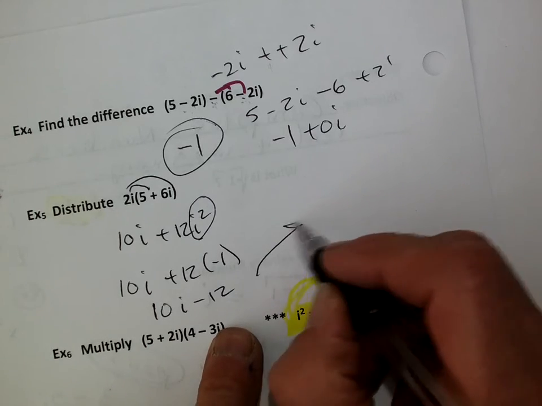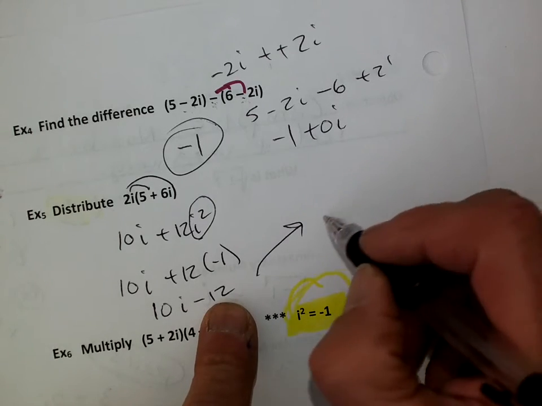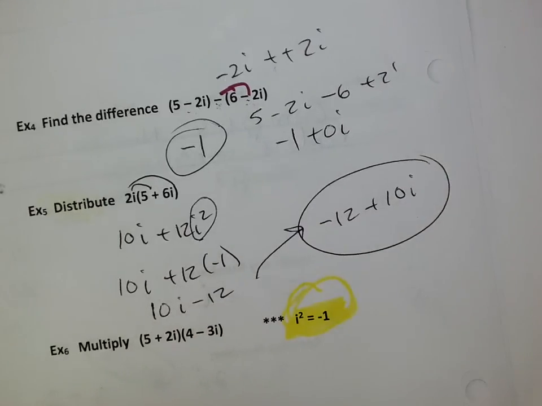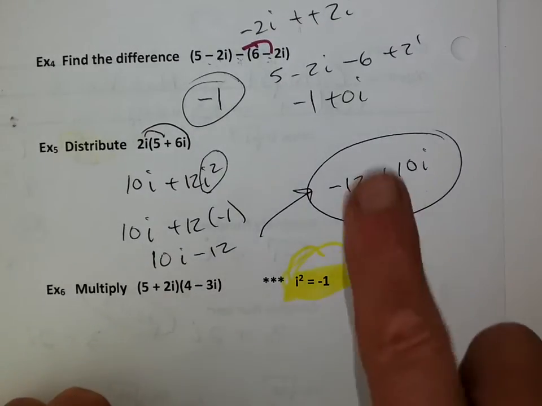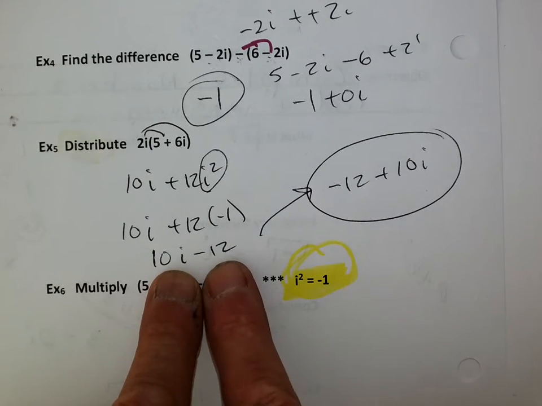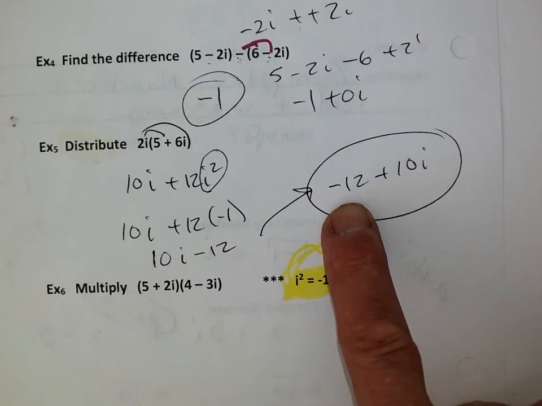However, it should be real first. So it should be negative 12 plus 10i. If you do not do this, I would never count it wrong. But the rule is reals are in the front, then imaginary. So I've got the 10i minus 12. I just wrote it as minus 12 plus 10i, okay?